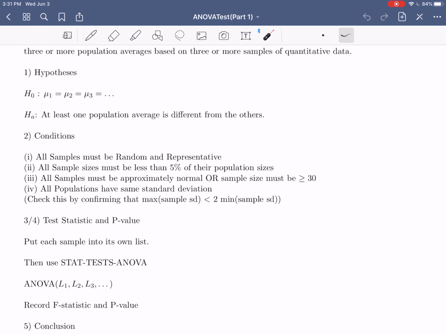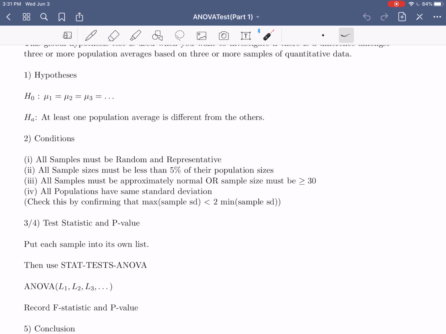That means when you are carrying out an ANOVA test, the majority of the work is going to be on confirming those conditions. Once you get to steps 3 and 4, it's just going to be typing stuff into the calculator and then recording both the F statistic and the p-value. So let's jump into an example and actually see how this works.